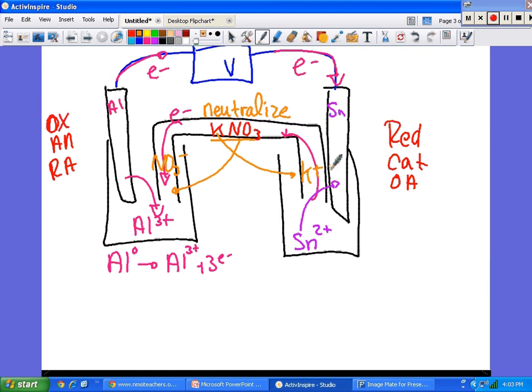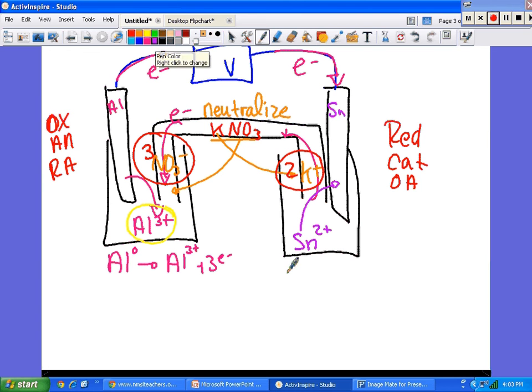Here's the part I really want you to grasp. Every time an aluminum drops off, how many positives does it drop? It drops 3. How many nitrates would you need to balance that out? 3. Very good. They may ask you something like that. You need 3. How many positives would you need to balance that tin? 2. Just because you've got 2 leaving, you've got to rebalance it with 2. Exactly. Okay. All right.